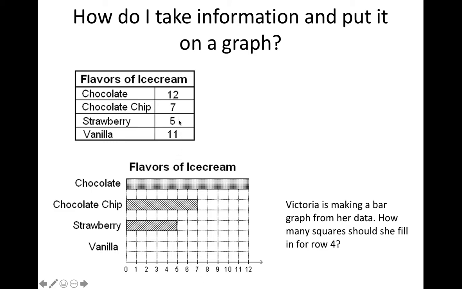Strawberry is 5. 1, 2, 3, 4, 5. Go straight down. 5. And then vanilla is 11. So we would have to shade in 1, 2, 3, 4, 5, 6, 7, 8, 9, 10, 11. So it would have to end right here. If we went down, it would be 11.